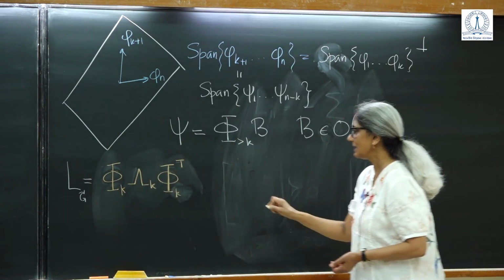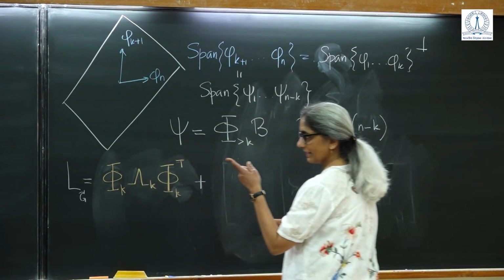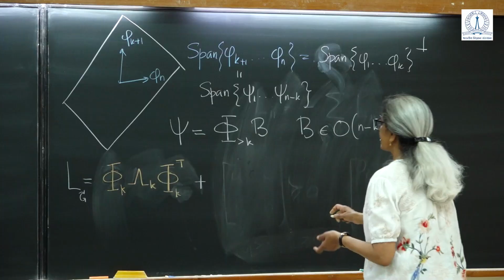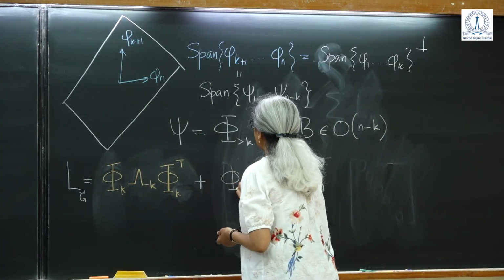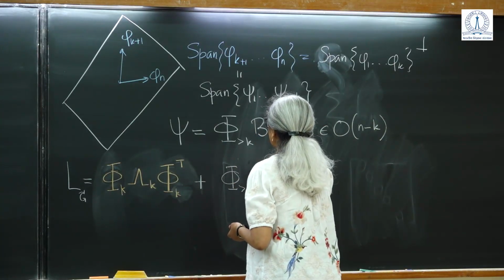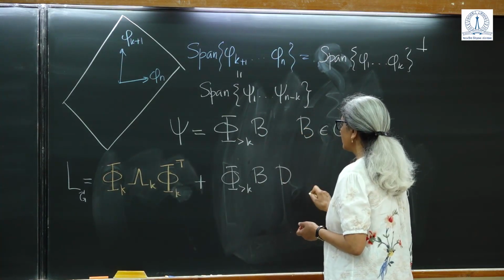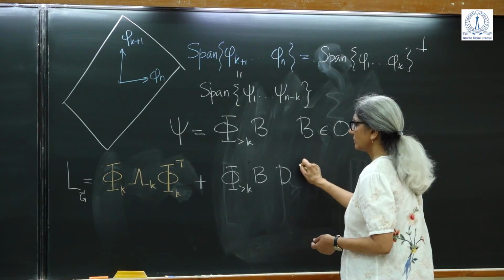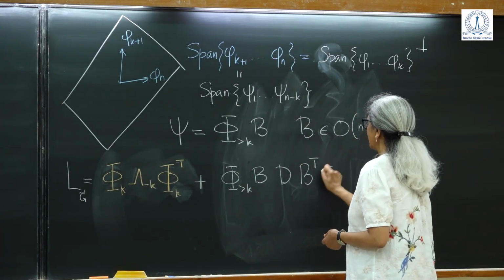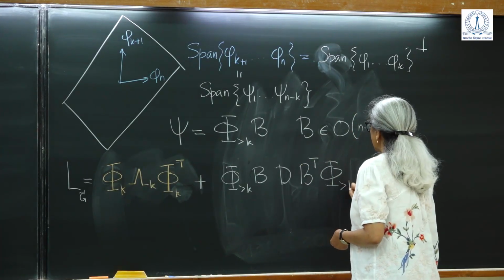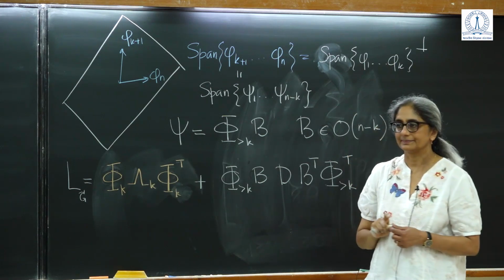Plus, now I'm going to plug in for psi. I know what psi is. So psi is phi bigger than k, b, times d, which we don't know, and then the transpose. So that's b transpose, phi bigger than k, transpose.